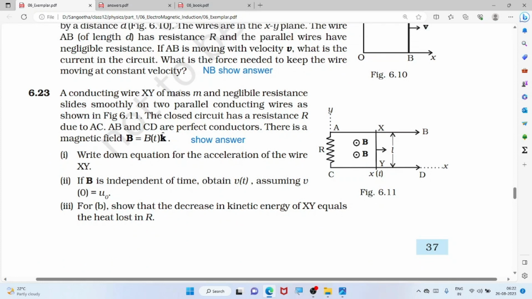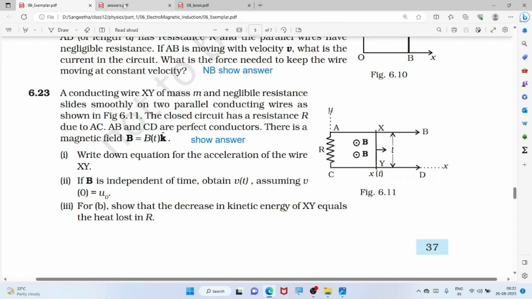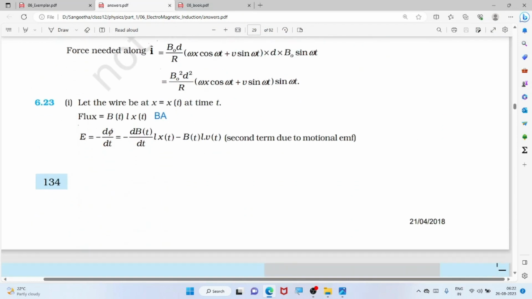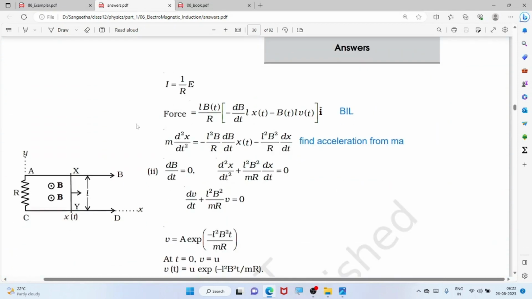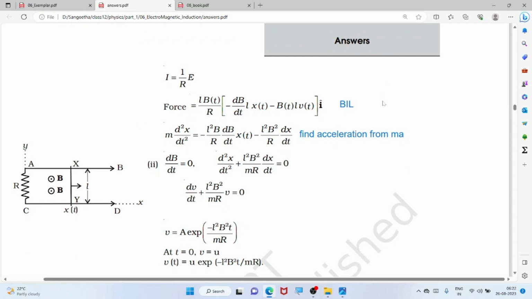Here a conducting wire of negligible resistance. These things you can see, these answers are all given. Problem 6.23: flux equals B into the area, this is the area. Then Newton's formula: mass into acceleration equals force. From that, divide the force by mass and you will get the acceleration.